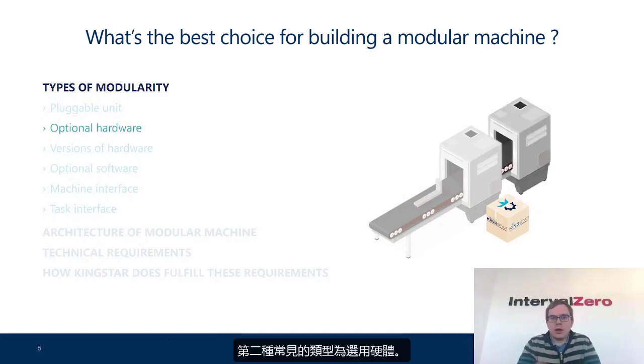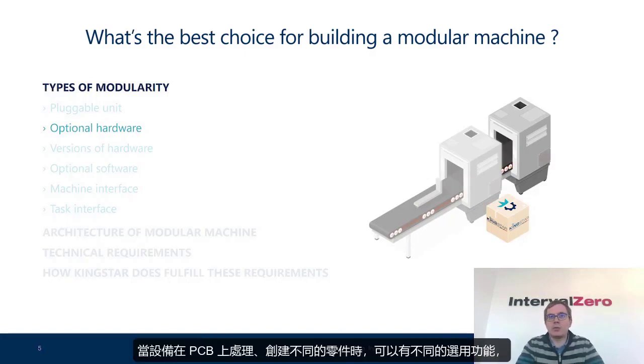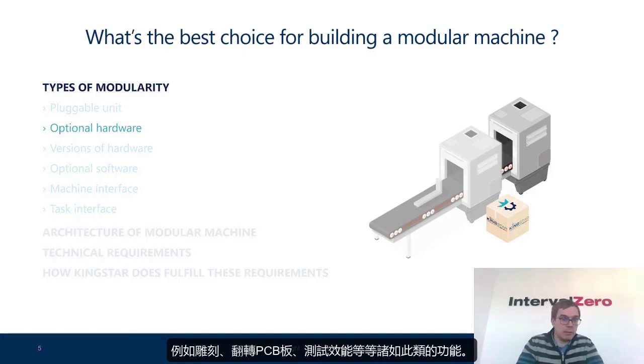The second thing we often see is optional hardware. Optional hardware is when you have a machine that processes a part, creates a part, like a PCB, and then you will have options to it, such as engraving, flipping a board, testing a part, or things like that.